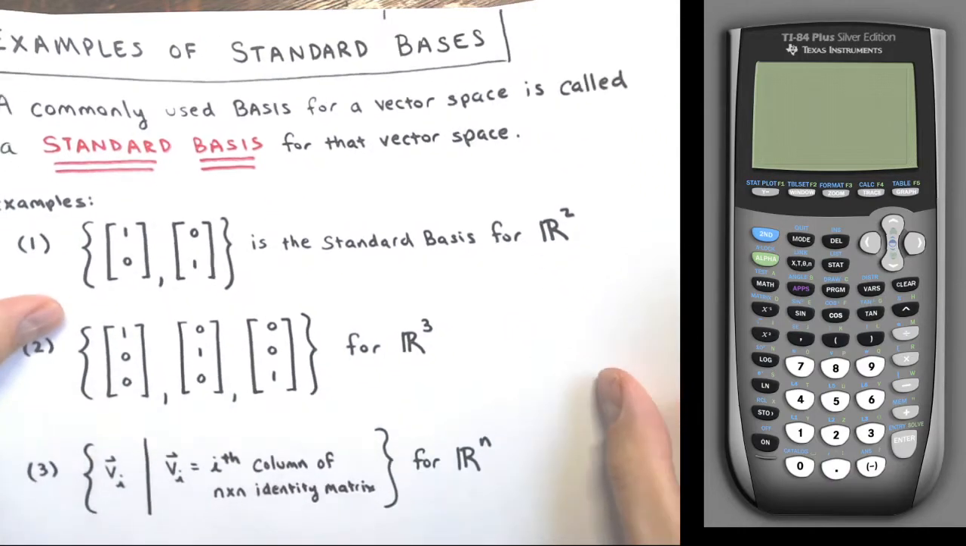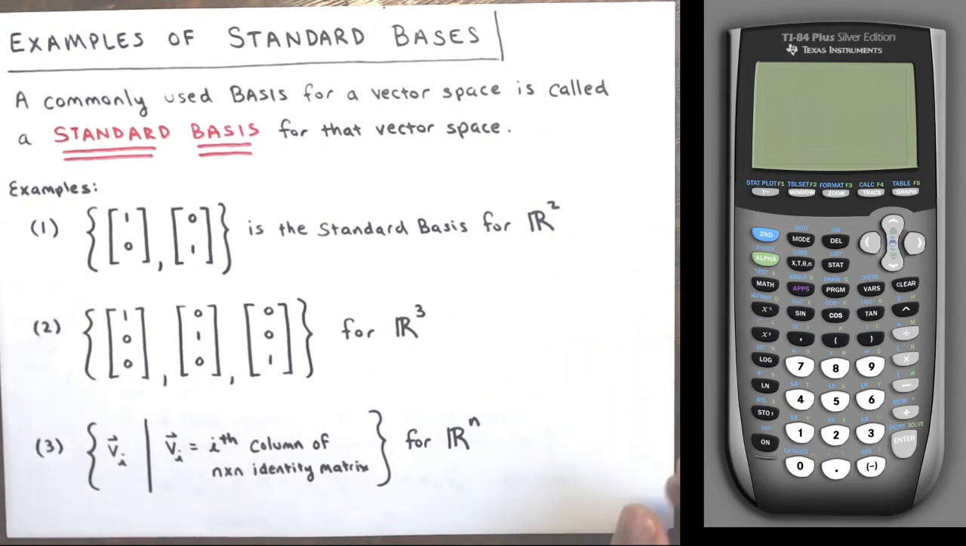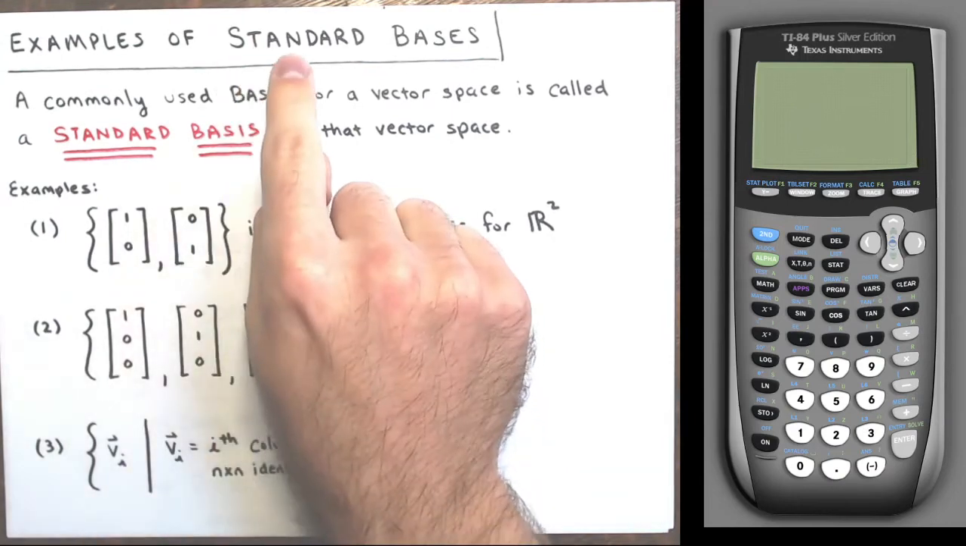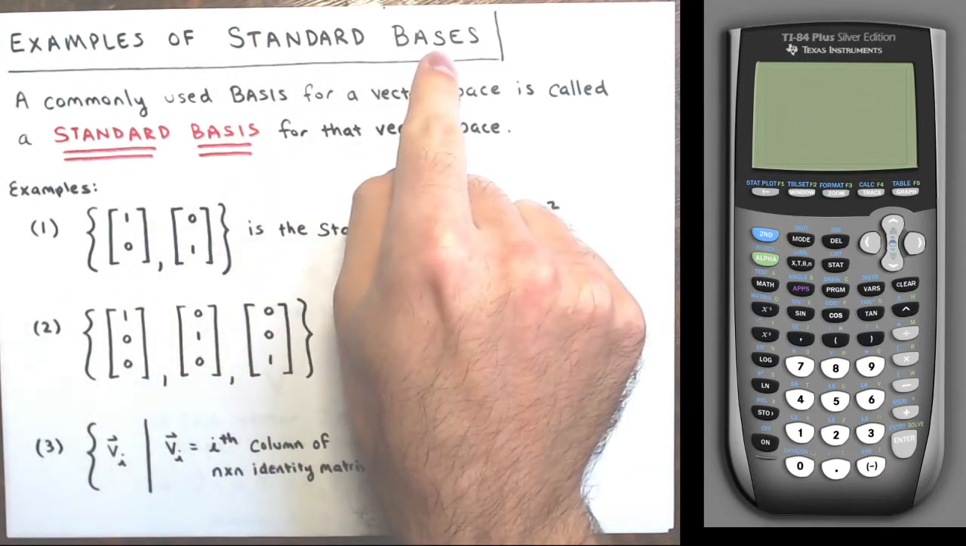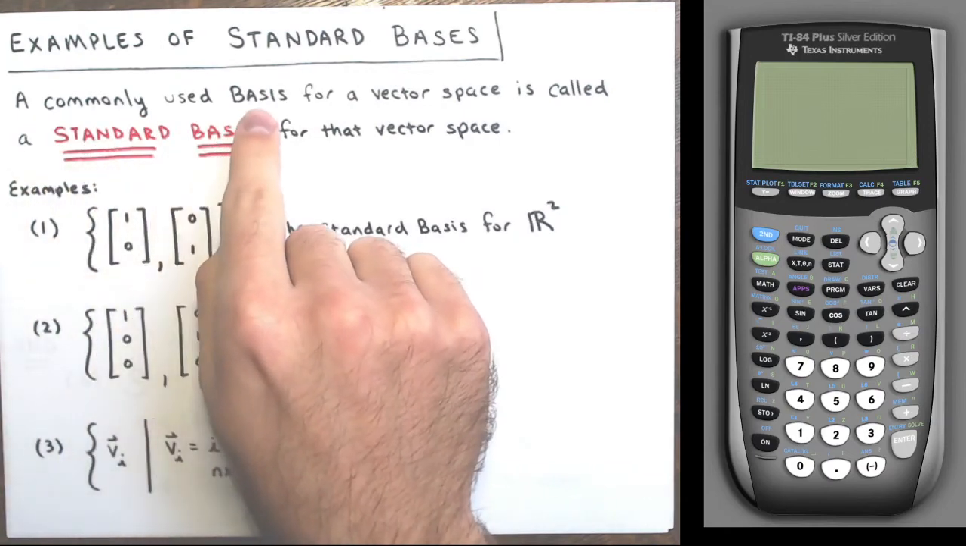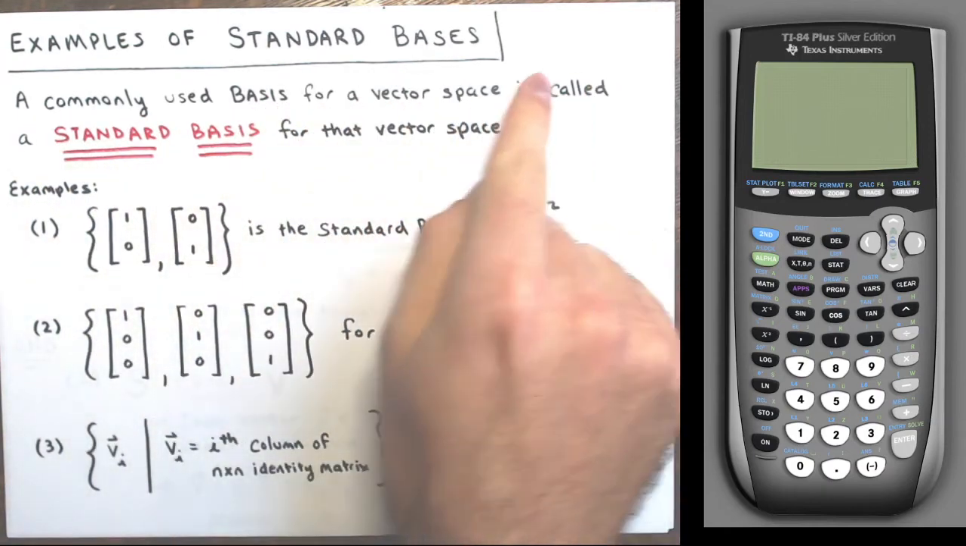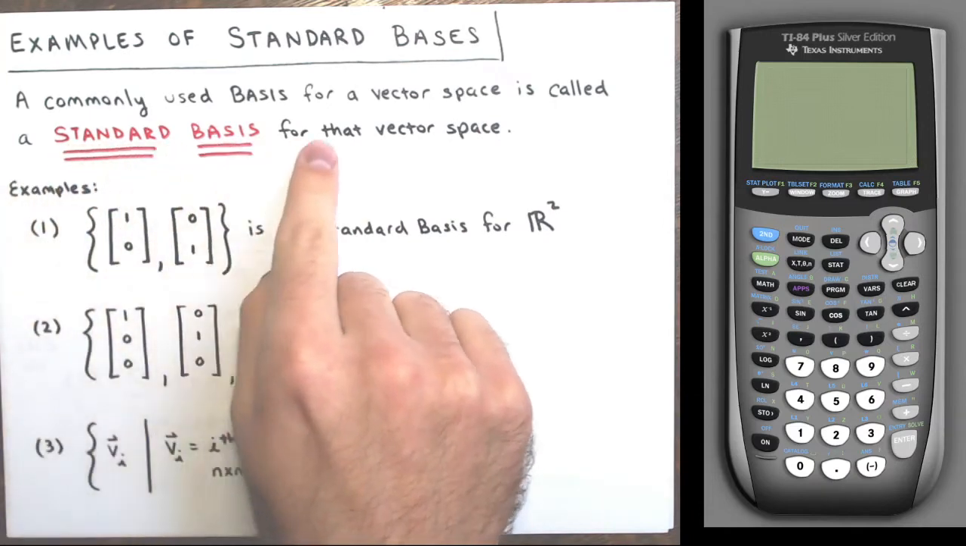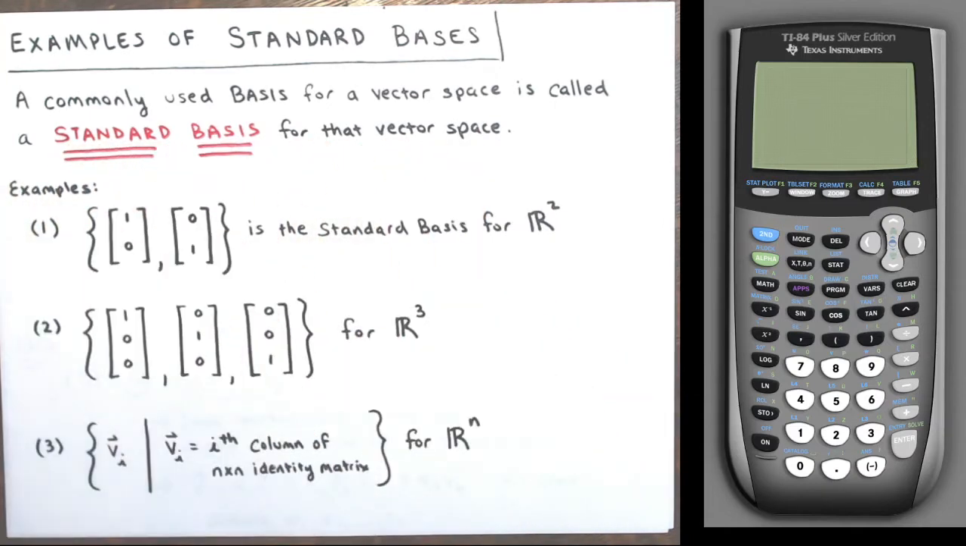So now on the next few pages I have some examples of what are called standard bases. A commonly used basis for a vector space is called a standard basis for that vector space. I'll tell you this right now.